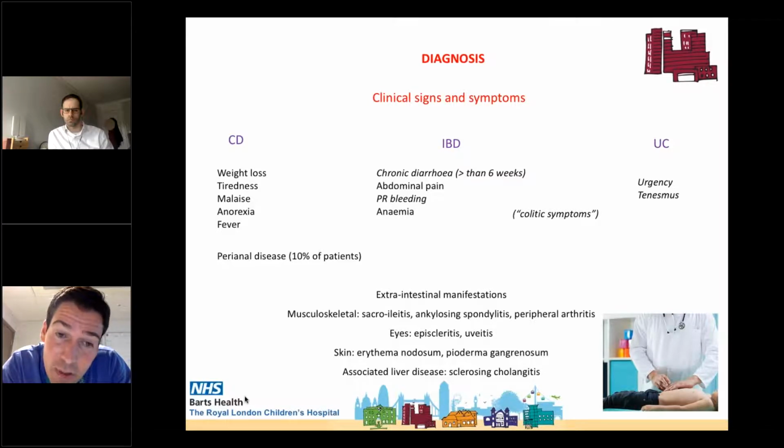IBD can be associated with episcleritis or uveitis. Always check the skin. Erythema nodosum can be associated with Crohn's. Pyoderma gangrenosum can happen to a child with ulcerative colitis. So always look at the skin and ask if they've seen any skin lesions that are either not explained or they've been treated but they haven't resolved. And I think you only need to see an erythema nodosum or pyoderma gangrenosum once to remember it forever. It's quite something that you will recognize straight away once you've had the experience.